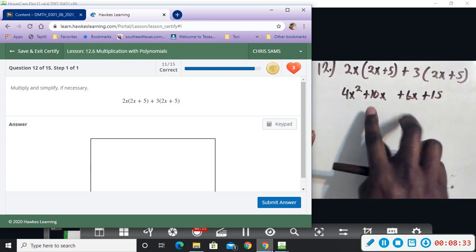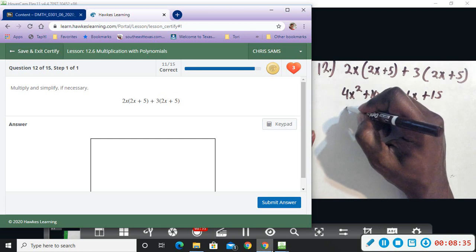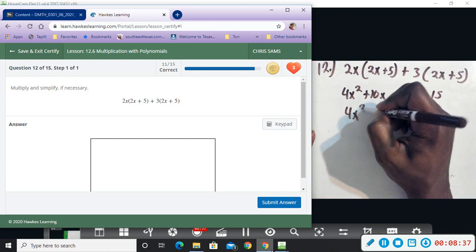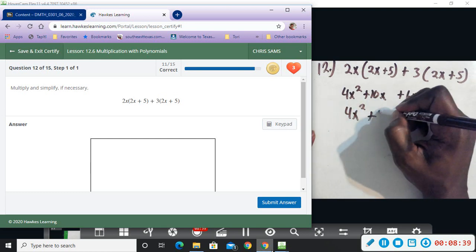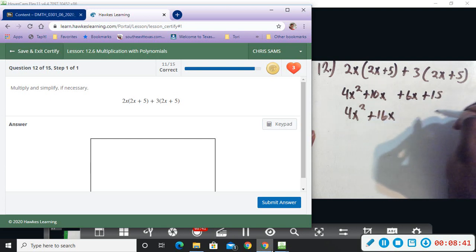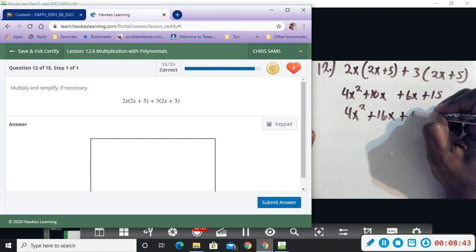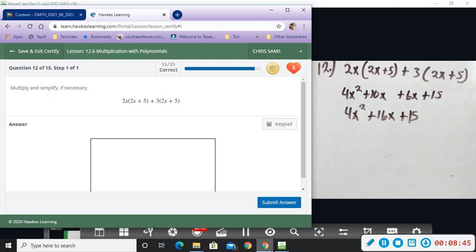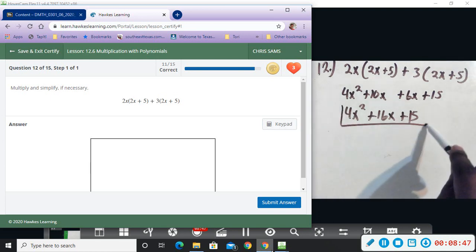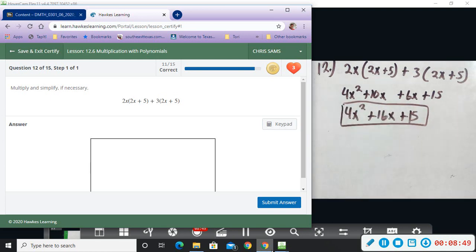Combine like terms, these two in the middle. So we have 4x squared plus 16x plus 15. And that's all that we can do here. So 4x squared plus 16x plus 15. Looks good.